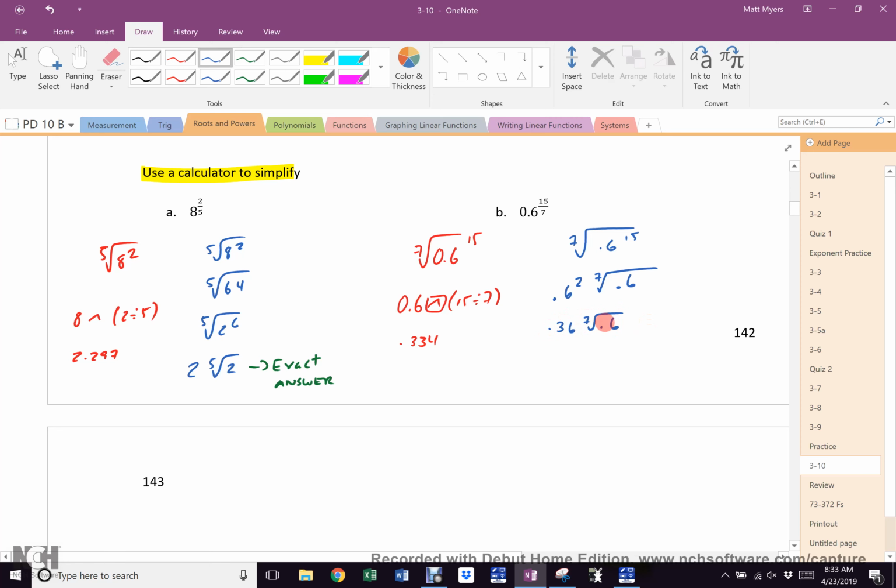Now, could we make that even prettier? Yeah. 36 over 100, 7th root of 6 over the 7th root of 10. And would we ever leave that under there? No, we'd have to rationalize. Everybody with me? I'm not actually going to rationalize. I'm just showing you can do it exactly. Everybody cool? All right.